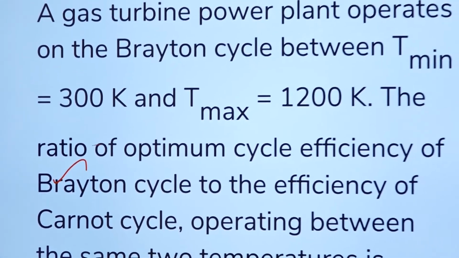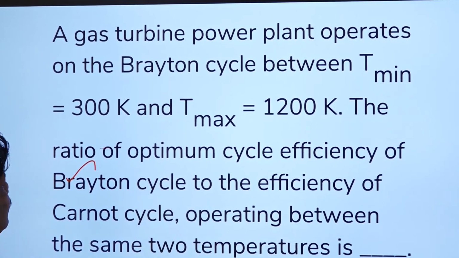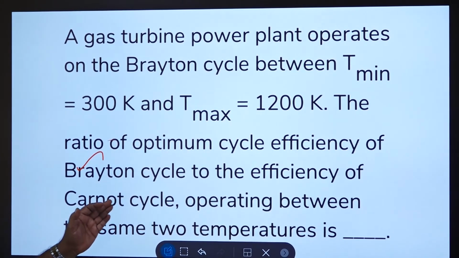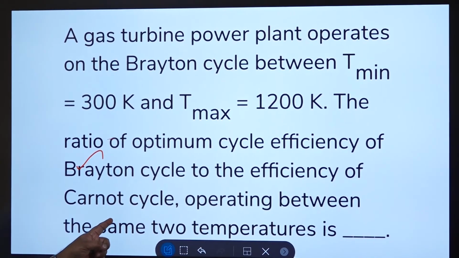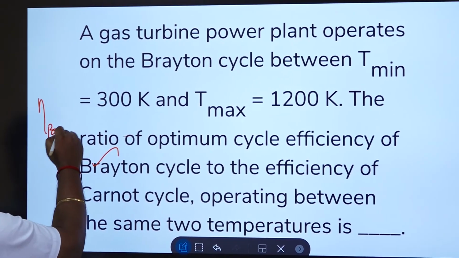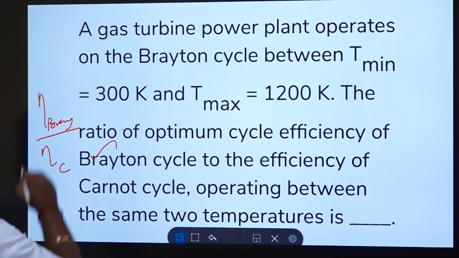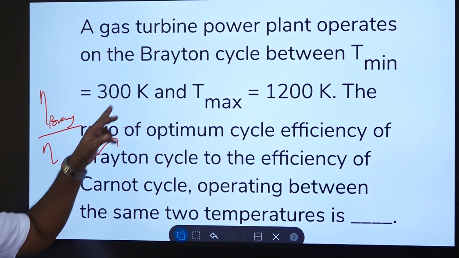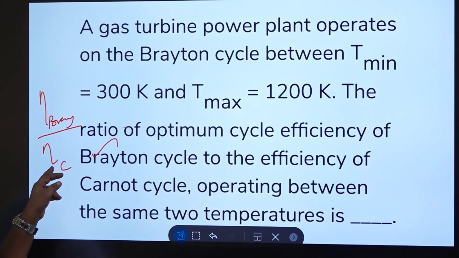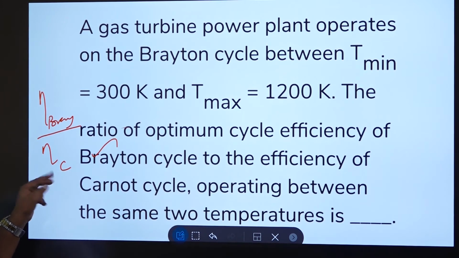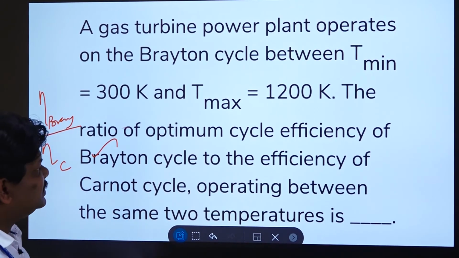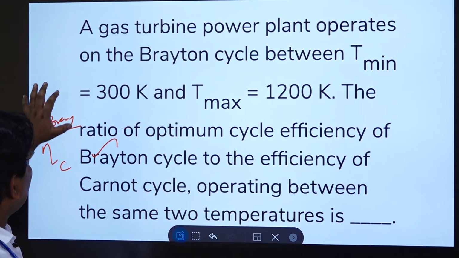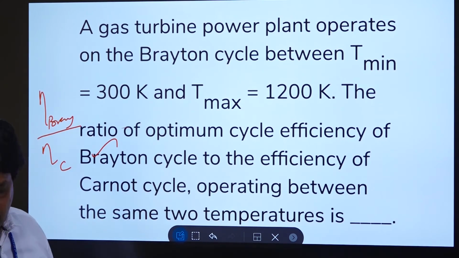And the next one: a gas turbine power plant operates on the Brayton cycle between the minimum and the maximum temperature. The ratio of optimum cycle efficiency of a Brayton cycle to the efficiency of the Carnot cycle, that is eta Brayton divided by eta Carnot, operating between the same two temperature limits. So this is the temperature limit for both the cases. One is eta C, which is 1 minus TL divided by TH, this is Carnot, where TL is the low temperature and TH is the higher temperature. And for the Brayton cycle, 1 minus 1 by Rp whole power (gamma minus 1) by gamma.